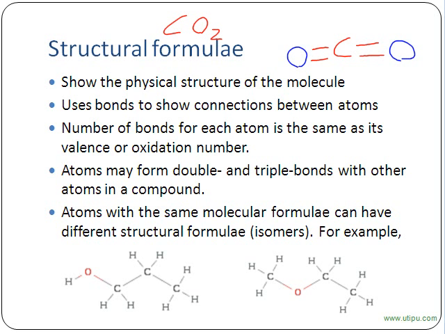diatomic. Hydrogen, when it's by itself, is H2. Oxygen, when it's by itself, is O2. Fluorine, when it's by itself, is F2. Iodine, when it's by itself, is I2. So nitrogen, N2, is this guy right here.